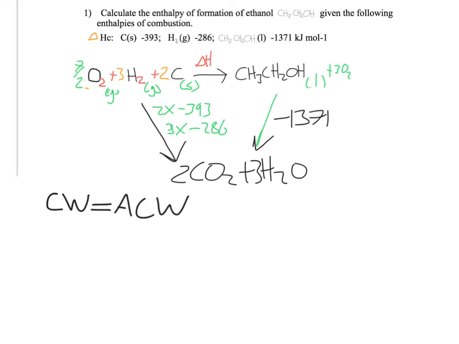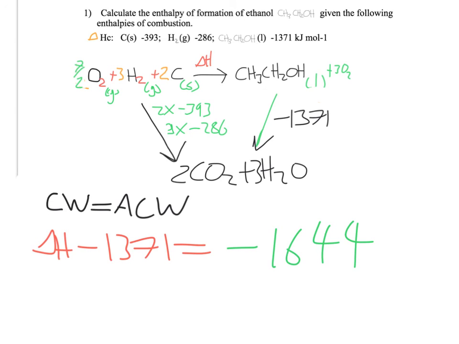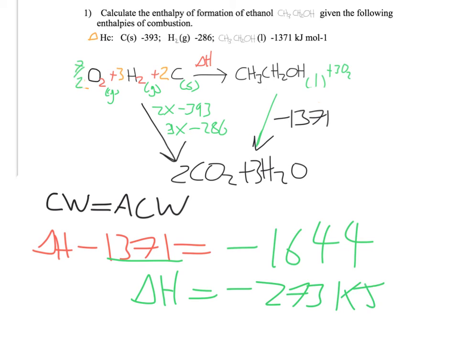So clockwise we've got delta H and we've got minus 1371, those are our 2 clockwise arrows, and our anti-clockwise arrow is all of this stuff. If we calculate all of that together, that comes out to minus 1644. Okay, if we get delta H on its own, so if we just take this number here and put it at the other side, we get the same as before. We get minus 273 kilojoules per mole.